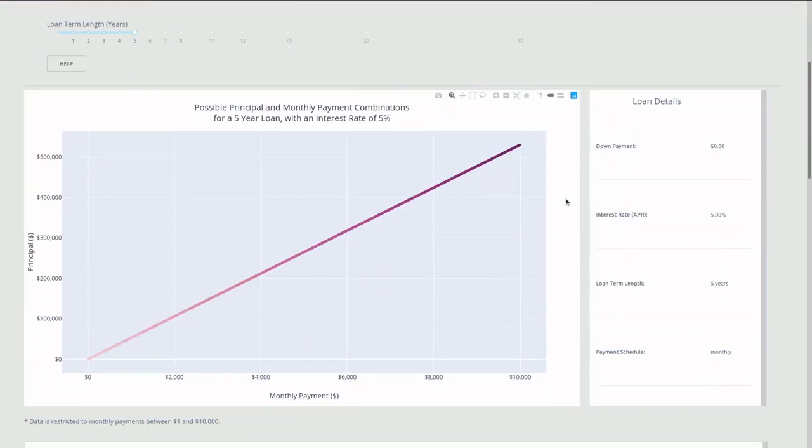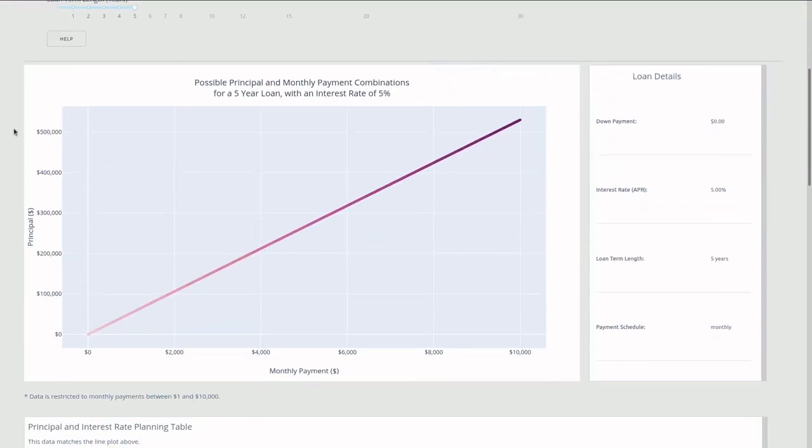Then scroll down to the graph. This graph shows the possible principal and monthly payment combinations for a 5-year loan with an interest rate of 5%. The first thing you'll want to do is zoom in on the graph. So here on the y-axis you have the principal amount, which is the cost of the loan, and you can see that it goes all the way up to $500,000 and higher. But since your car, we'll suppose, is only $22,000, you want to zoom in on that amount on the graph.